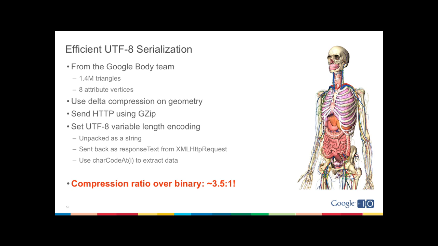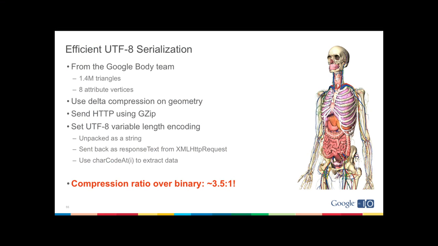So it was obvious to me that I should use binary data, but I was talking about this with some other Googlers, and the Google Body team actually serializes their data as UTF-8, which blew my mind. If you're interested in WebGL and you're not aware of Google Body, you should definitely check it out. Not only is it a really cool tool, but it's a really cool use of WebGL. They have about 1.4 million triangles in their mesh, and yet the whole thing is pretty snappy to use.